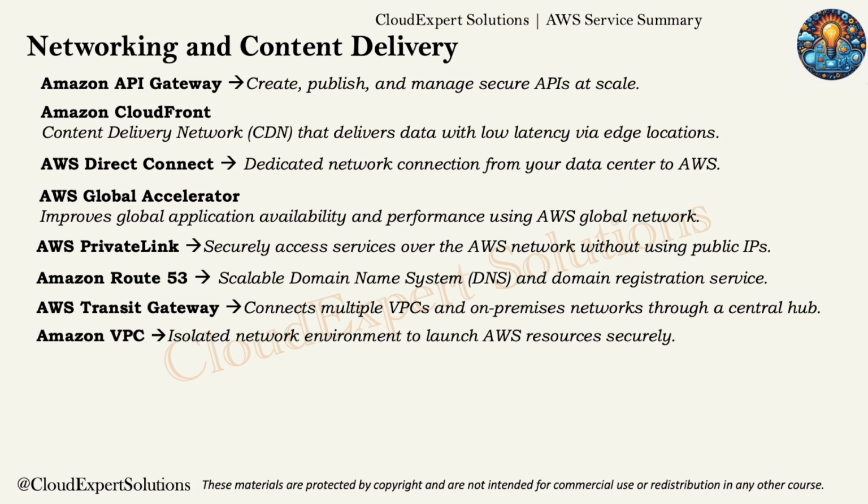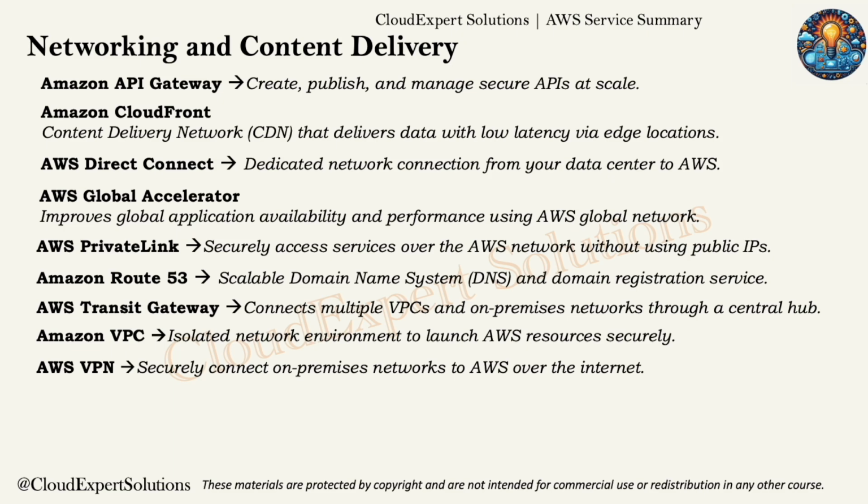Then we have Amazon VPC or Virtual Private Cloud. Amazon VPC is an isolated network environment to launch AWS resources securely. Amazon VPC can be used to define your IP range, subnets, and routing.